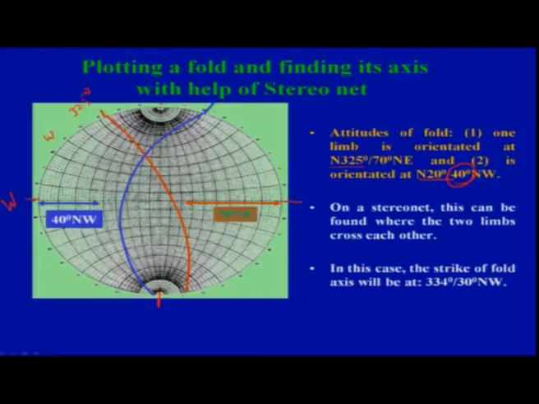Then you have calculated the strike. You got the strike, you got the amount of dip, and then you got the direction of dip of the fold axis here. Okay. So this is your fold axis.